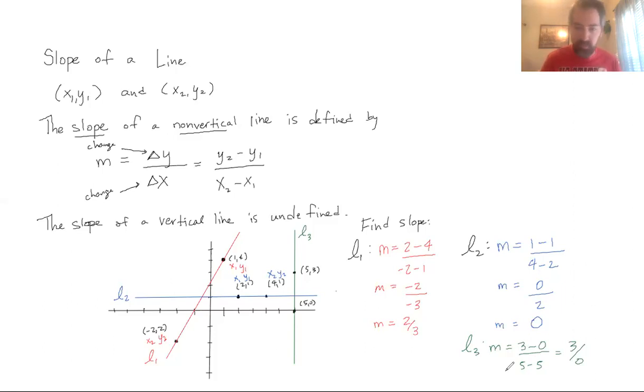You can try it. If you don't believe me, many people don't. Plug that into the calculator. 3 divided by 0, and it's going to give you an error or undefined answer, something to that effect, because we cannot divide by 0. So this slope we would just write as undefined. It has an undefined slope. You can think of this as an infinite slope, but when you're typing your answer into WebWork, you would use the term undefined for the slope of a vertical line.